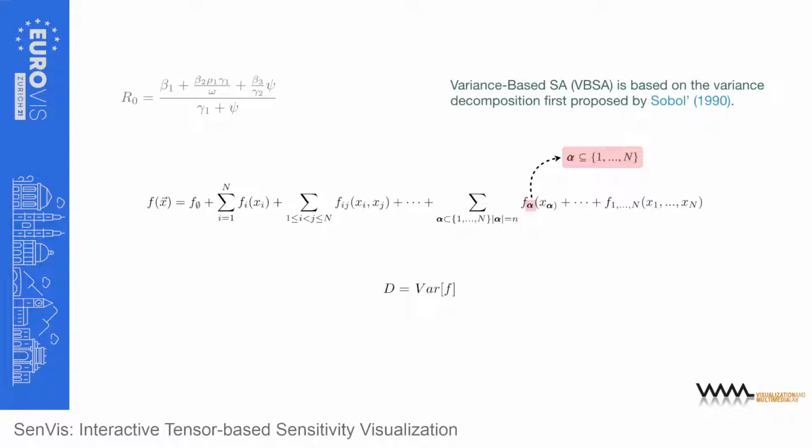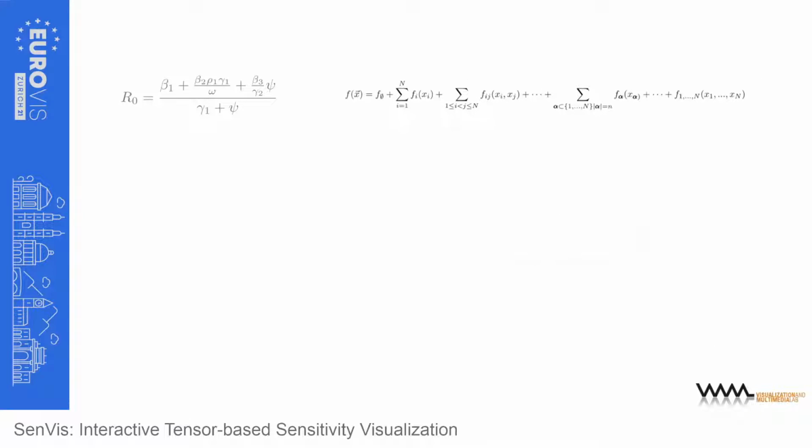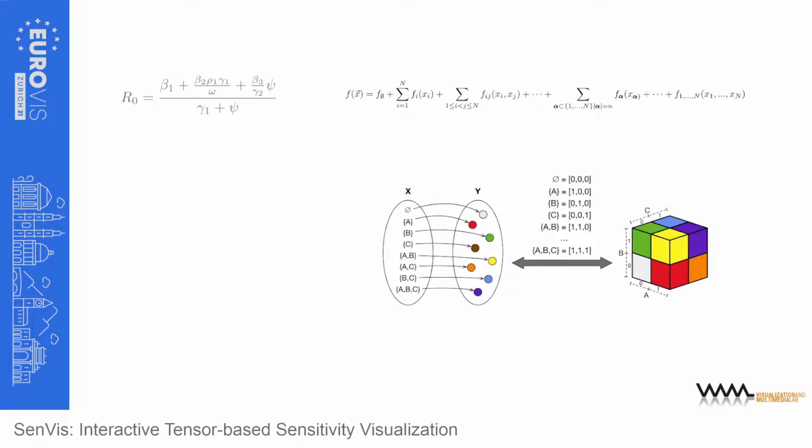Given the total variance of the function as D, we can split it up into a partition of variances V_alpha. Then normalizing V_alpha by the total variance D, we get sensitivity indices, or Sobol indices, S_alpha. Notice that for a function with n input variables, there are 2 to the power of n possible subsets of n variables. Thus, the Sobol decomposition contains 2 to the power of n items.